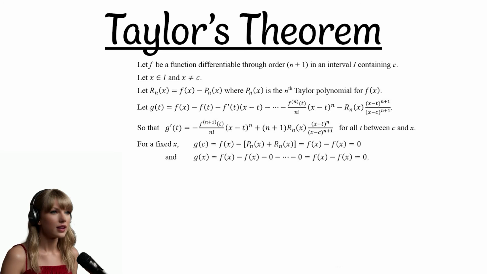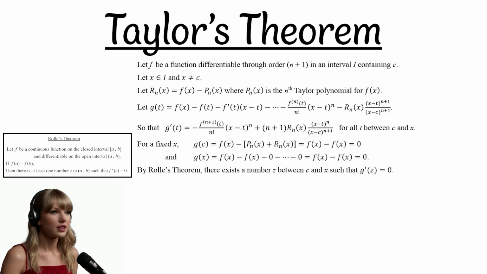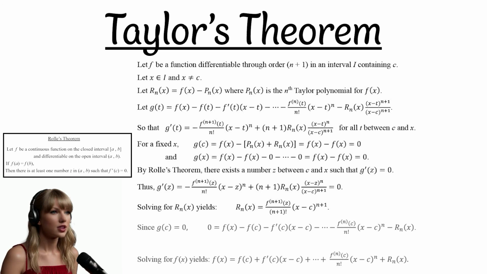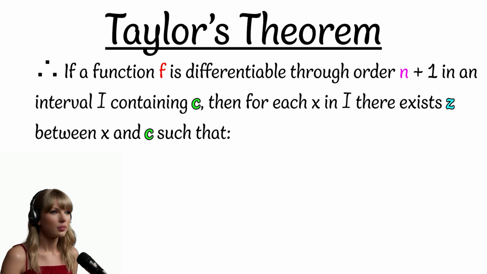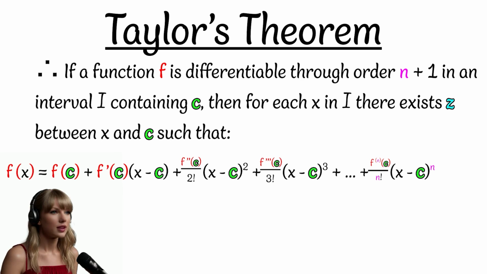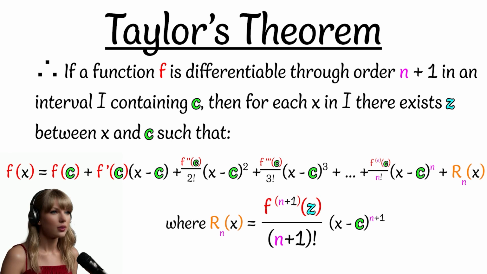Since g satisfies the conditions of Rolle's theorem, there must exist a number z between c and x such that the derivative of g at z is 0. Now we can evaluate g's derivative at that z and solve for the remainder. Since g of c equals 0, we can finally show that if a function f is differentiable through order n plus 1 in an interval I containing c, then for each x in the interval I, there exists a z between x and c such that f of x equals the Taylor polynomial plus the Lagrange remainder.